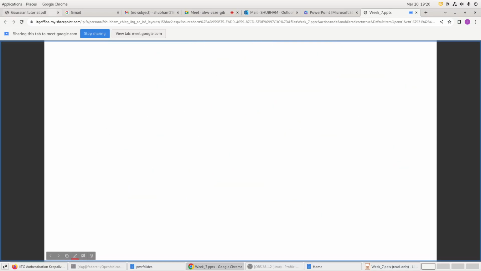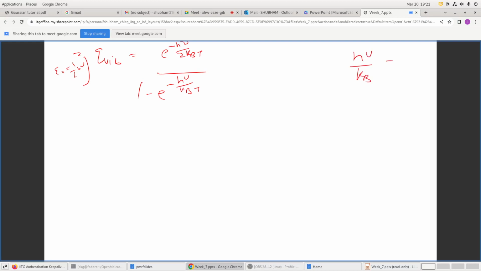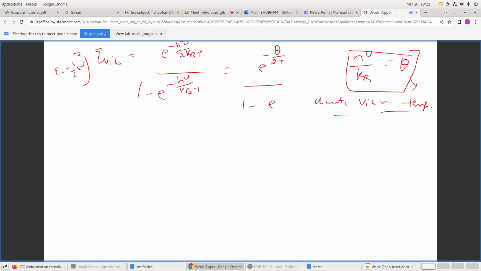Now let's solve it for high temperature and low temperature. So Q vibrational normal, when E0 is equal to half h nu, is e to the power minus h nu by 2kBT divided by 1 minus e to the power minus h nu by kBT. If we say that h nu by kB is equal to theta, this will have a unit of temperature, so we call it the characteristic vibrational temperature. So we can write it as e to the power minus theta by 2T divided by 1 minus e to the power minus theta by T. So this is the formula.